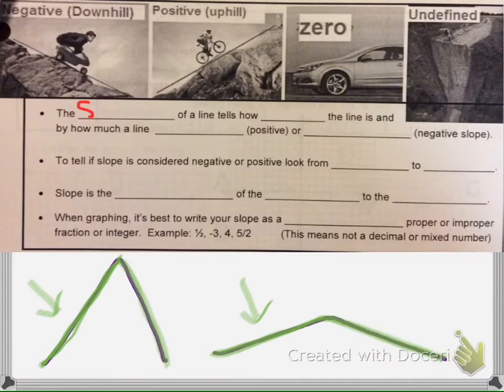So the slope of a line tells how steep the line is and by how much the line rises. So if it rises, it has a positive slope, or if it falls, it will have a negative slope.